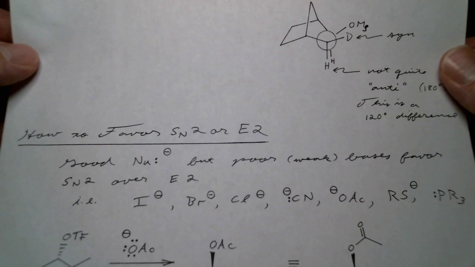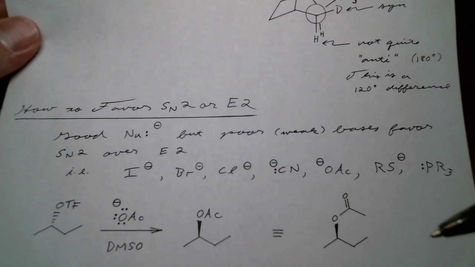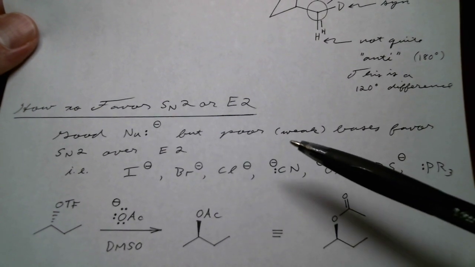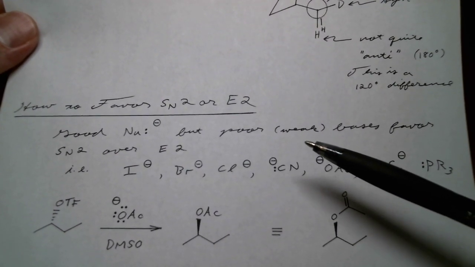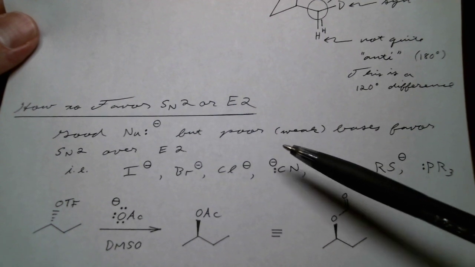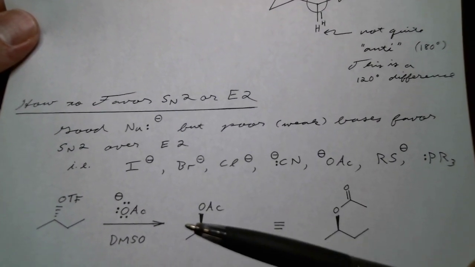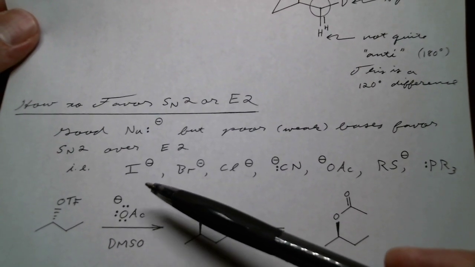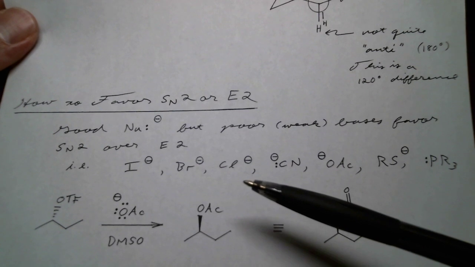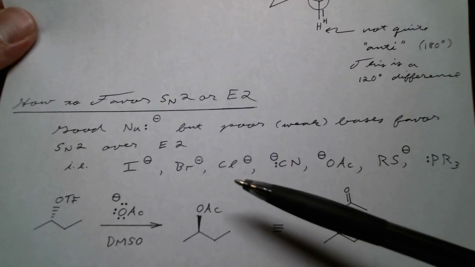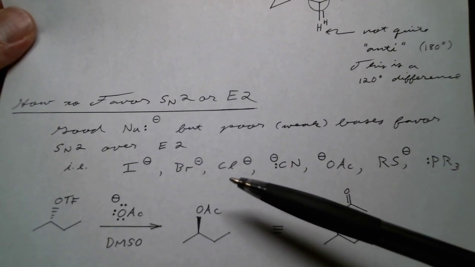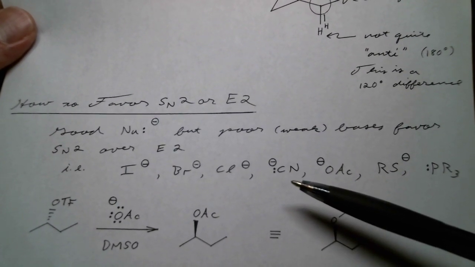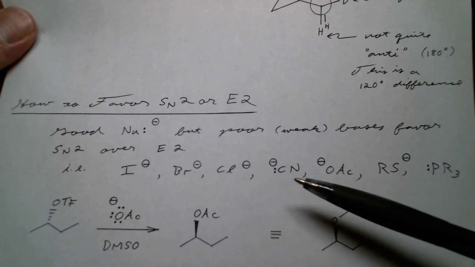Something that will be useful to you: how do you favor SN2 over E2? Well, to favor SN2, you want a good nucleophile, but not necessarily a strong base, right? So you want a poor or weak base to favor SN2 over E2. What kinds of nucleophiles would those include? Those would include things like iodide, bromide, chloride, halides that are conjugate bases of strong acids. That means they're not going to be strong bases.